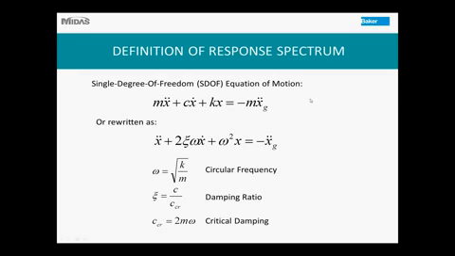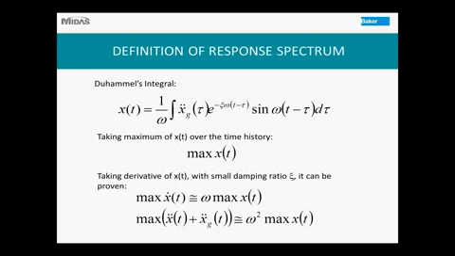So, the definition of response spectrums. If you take the classic dynamic single degree of freedom equation of motion, as written here, m x double dot plus c x dot plus k x equals minus m times xg double dot. This equation of motion can be written as x double dot plus 2 zeta omega x dot plus omega squared x equals minus xg double dot. The solution of this classical single degree of freedom equation of motion is through the Duhamel integral. With the Duhamel integral, you can get the time history of the single degree of freedom displacement, velocity, and acceleration response for the system.